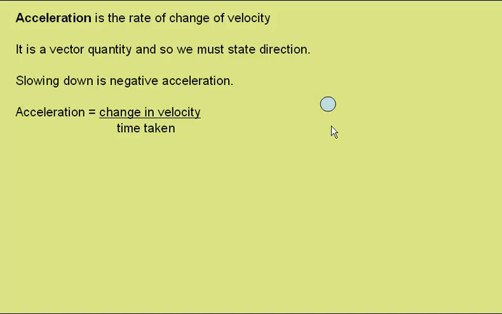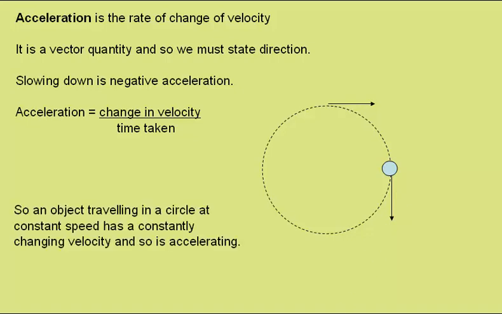Here we have an object which travels in this circle, which I'll mark out like this. Now at this point the object had a velocity in this direction, whereas at this point the object had a velocity in this direction. Therefore the direction of its velocity has changed, and so its velocity has changed. So an object travelling in a circle at a constant speed has a constantly changing velocity.